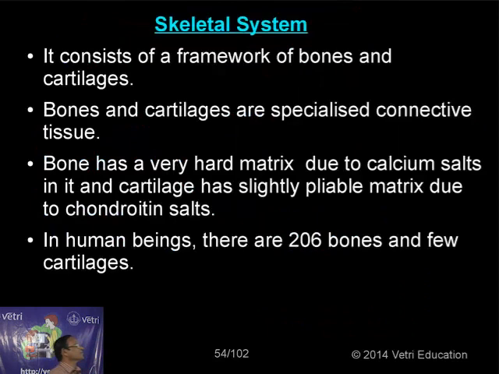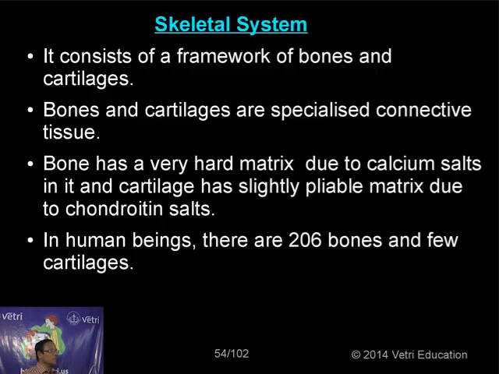The skeletal system mainly consists of the framework of different types of bones and cartilages. The main difference between cartilage and bones is that bones are calcified, and in cartilages the calcification is absent. That's why they are soft in nature. For example, the earlobe, the tip of the nose, the epiglottis, and the eustachian tube are all made up of cartilage. They are devoid of calcium, and that's why they are flexible.